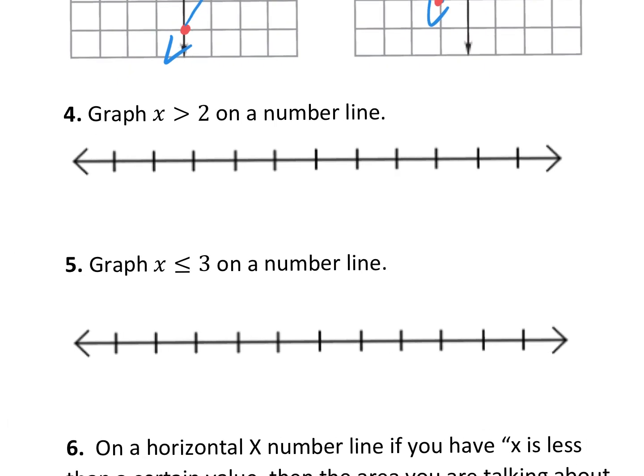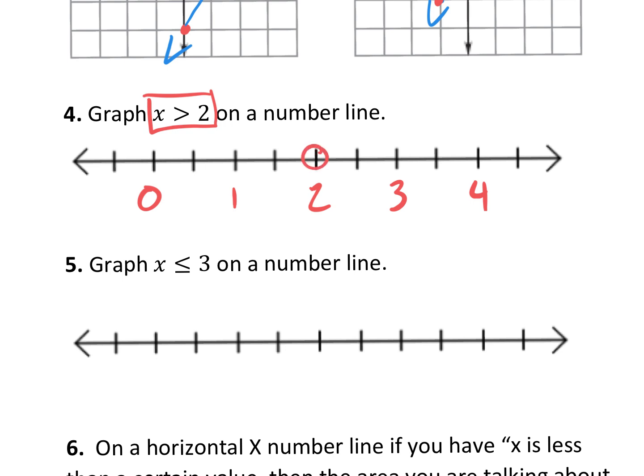Number 4, graph x is greater than 2 on a number line. I have a lot of lines right here. You don't have to fill them all in. How about this? Let's put the number 2 in the middle, and then let's skip every other one. So let's go 3, 4, and backwards it would be a 1 and a 0. And the question is, x is greater than 2. Is that going to be a solid dot or an open dot?